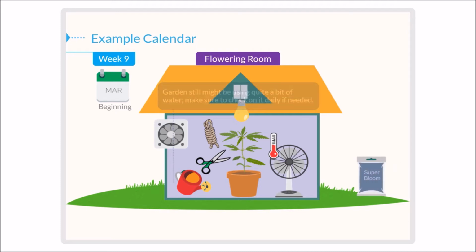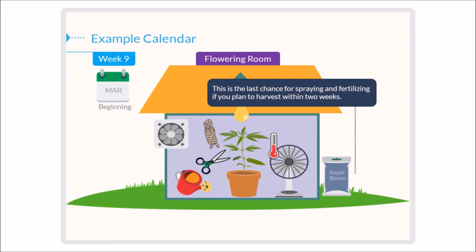This is the last chance for spraying and fertilizing if you plan to harvest within 2 weeks. If there are any nutrients, fungi, or insect disorders, this is the last chance you will have to use sprays to combat them.